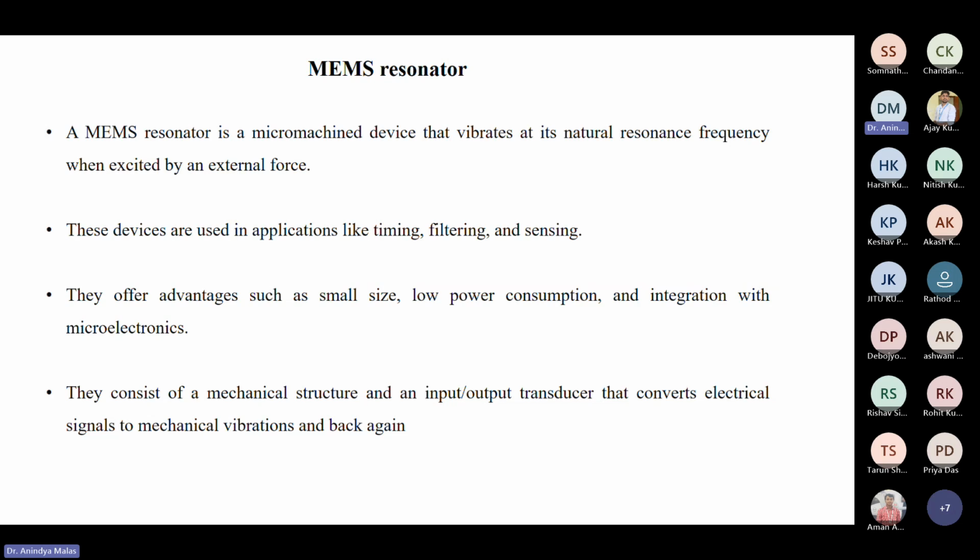So remember that whenever you are using a MEMS resonator with an external force, you have to know the natural frequency of the system, and you have to provide an external force, specifically a dynamic force, which can create the oscillation. That means static force cannot create the oscillation. That is the thing. Next, these devices are used in applications like timing, filtering, or sensing. They offer advantages like small size, low power consumption, etc. And it can be used as a transducer as well as an actuator.